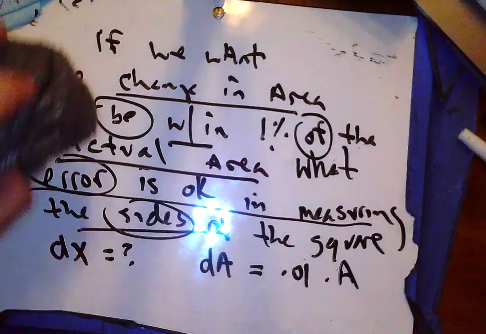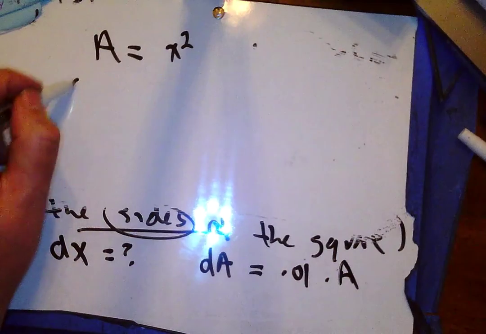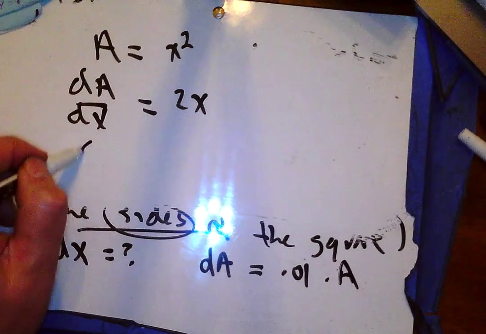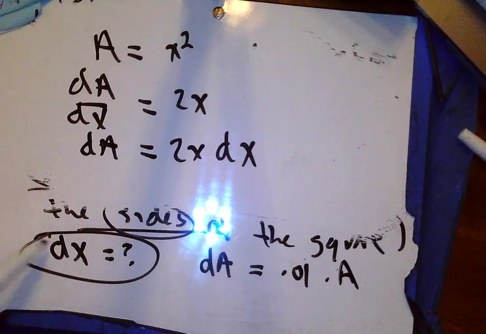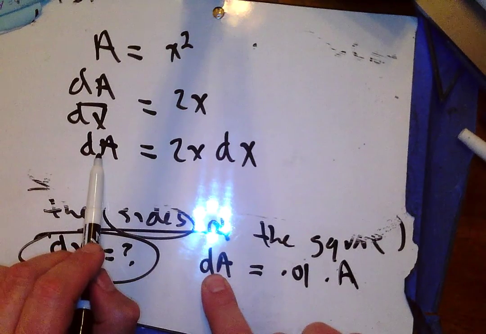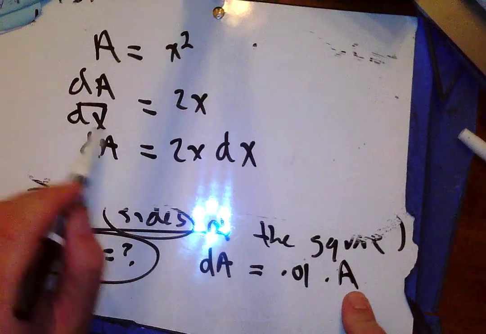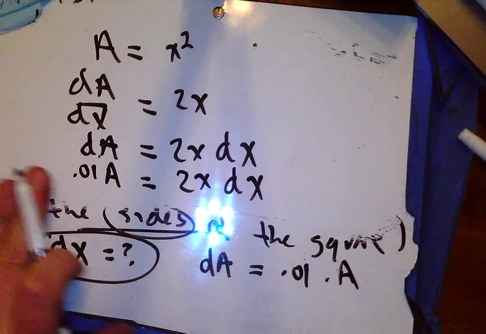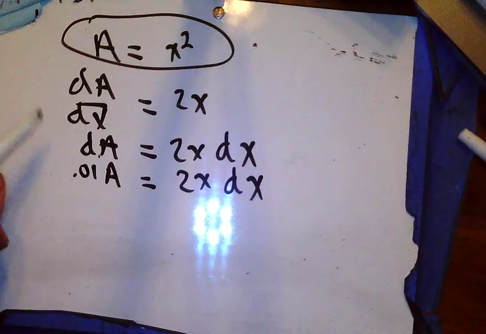So, where are we going with this? Well, yeah, so here we are. A equals x squared. dA/dx equals 2x. Multiply both sides by dx. dA equals 2x dx. Yeah? But we don't know this. And we do know that the error in area must be within 1% of the actual area. So I'm going to replace dA with 0.01A, so 0.01A = 2x dx. And I imagine you're saying to yourself, okay, how does that help? Well, remember, area is x squared.